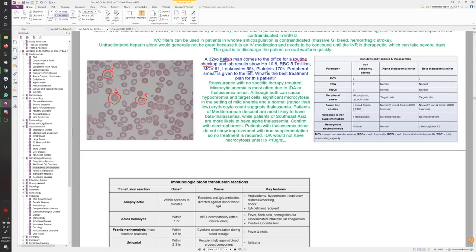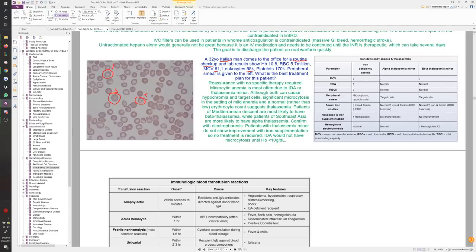So they ask you, what is the best treatment plan for this patient? And the correct answer was reassurance with no specific therapy required. Why? Well, for one thing, he didn't come in saying that he feels anemic. He's not saying he's got fatigue, he's getting tired, he's feeling cold, none of that stuff, right? And on the other side of things, he's not really here because he wants treatment, right?